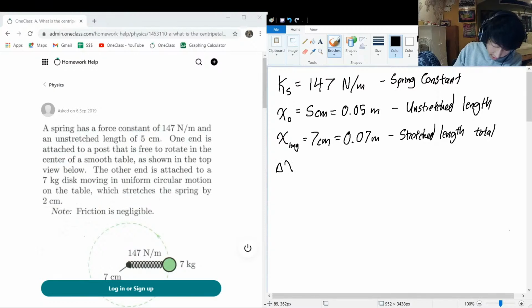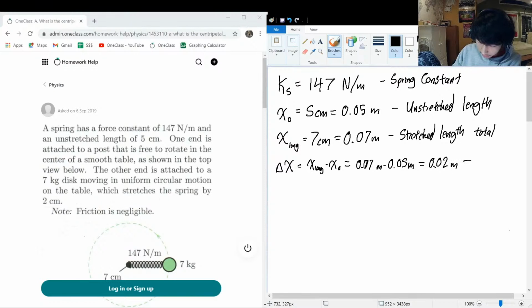And for the change in x, this is going to be important because when we do the force calculation, this is just going to be x long minus x naught. This will be 0.07 meters, not centimeters, regular meters, minus 0.05 meters, and this is equal to 0.02 meters. This is the stretch.